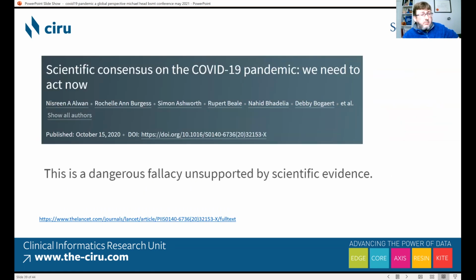There was a strong rebuttal everywhere, including this article in the Lancet, a very good one, pointing out that it's a dangerous fallacy unsupported by scientific evidence. And that is very much true.